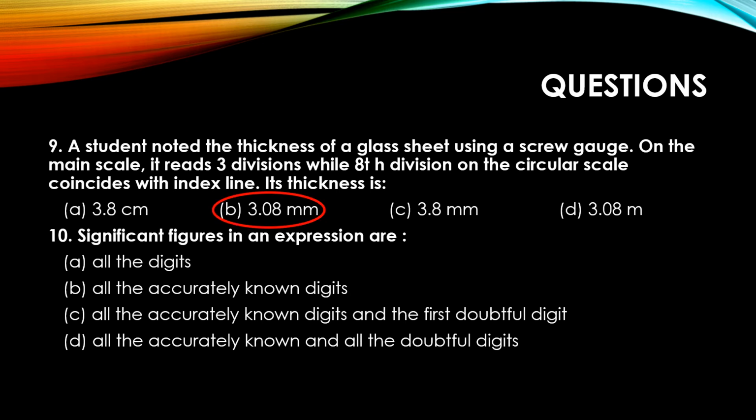Question number 10. Significant figures in an expression are A, all the digits, B, all the accurately known digits, C, all the accurately known digits and the first doubtful digit, D, all the accurately known and all the doubtful digits. So all of you must know that C is the correct option, all the accurately known digits and the first doubtful digit. With this, question number 1 related to MCQs is ended.